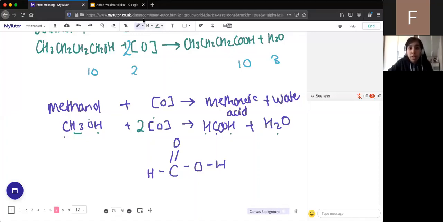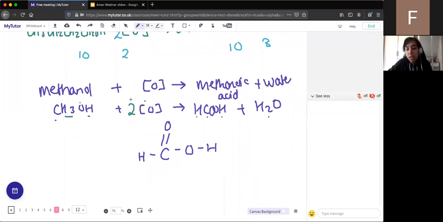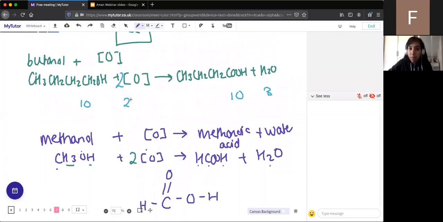Someone's asking, can you show how to balance equations? Yep, I've been showing as I go along. What's really important is that you always start with the carbons, then the hydrogens, then the oxygens. So you count how many carbons on the reactant side, then you balance that on the product side, then you count the hydrogens on the reactant, you balance that on the product, and then you count the oxygens and balance that. So if you go in that order, you won't make a mistake.